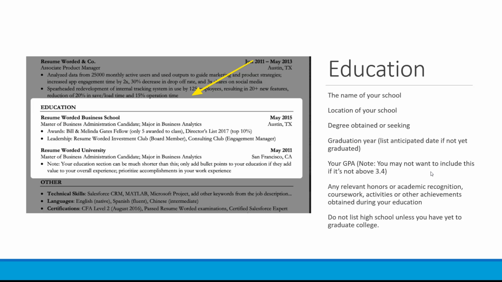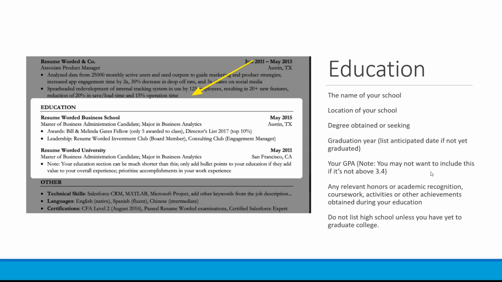So for the majority of you, that's going to be Carteret Community College. You want to give the location, the degree you obtained or seeking. So if you haven't graduated yet, you can put anticipated graduation and then give the date that you anticipate graduating. You can include your GPA. If it's not the greatest of GPAs, then you don't have to include it.